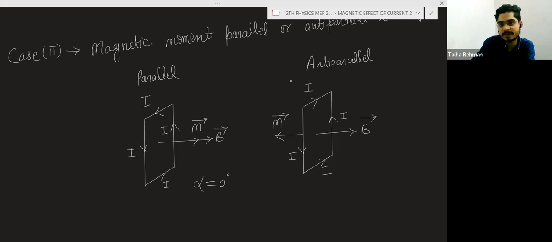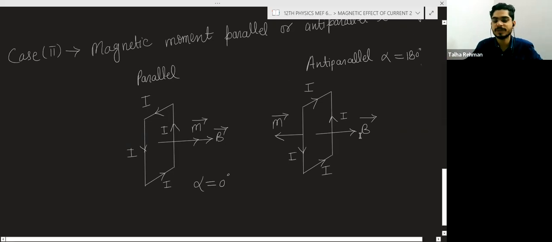So anti-parallel means alpha is equal to 180 degrees. Alpha is the angle between the magnetic moment and the magnetic field. Both are in the opposite direction, so alpha is equal to 180. Here the magnetic moment and the magnetic field are parallel, so alpha is equal to 0 degrees.